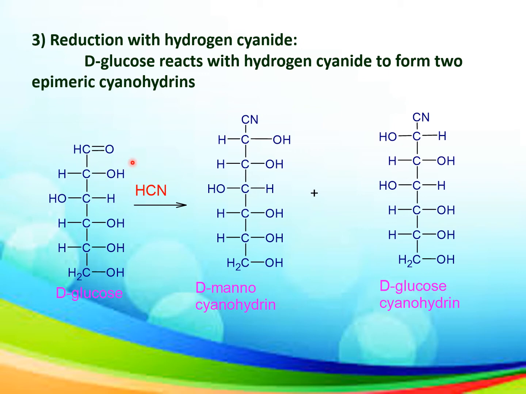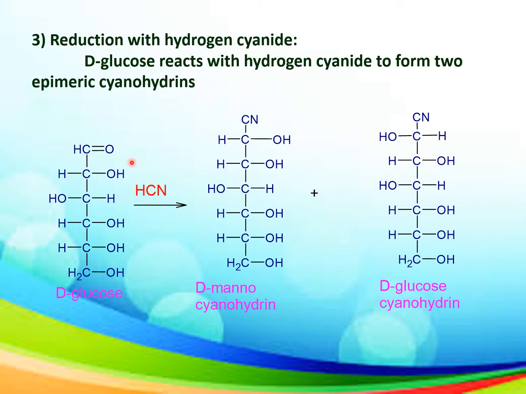This C double bond O may be present in the left hand side also as well as in the right hand side also. This reacts with hydrogen cyanide. This oxygen and this hydrogen will combine together to form OH, and this CN will be attached to the top corner of this carbon atom. So we will get D-mannose cyanohydrin.